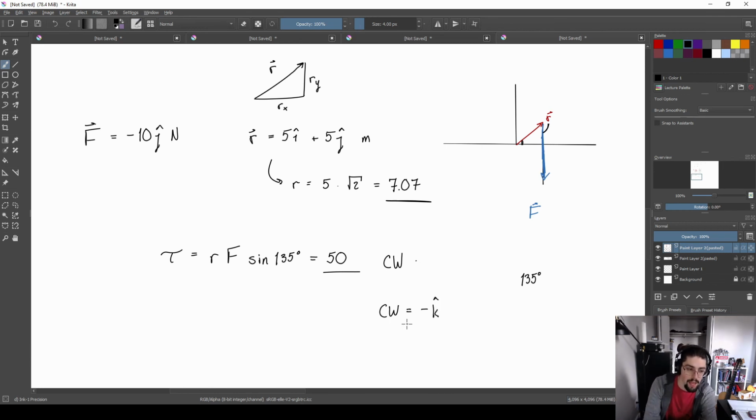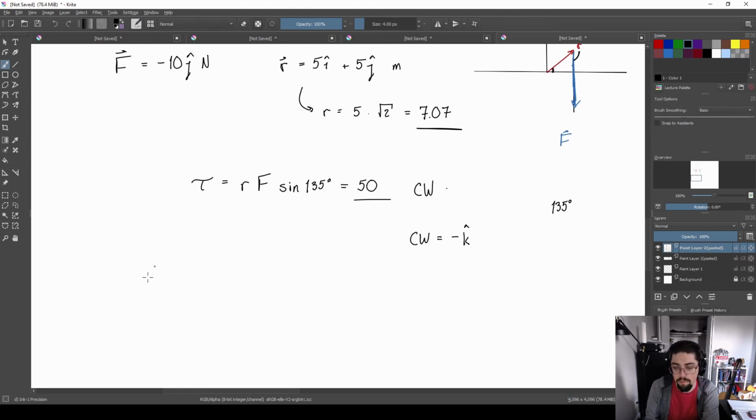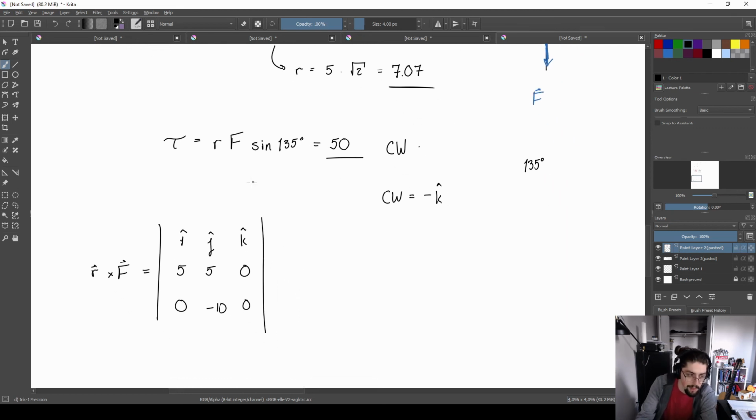And let me show you that by doing the matrix method real fast. This will be easy, I promise. If we take R cross F, here's what we're going to get. Big old matrix: i hat, j hat, k hat, my R vector, my F vector. Go ahead and finish this thing out. I'm going to do that Cramer's method again, the fancy way to do a 3x3. This is the easiest way to set it up, I think.